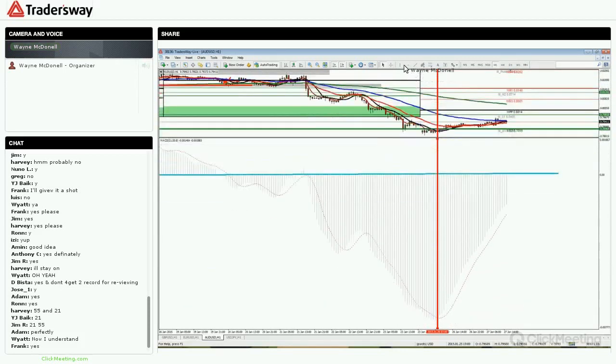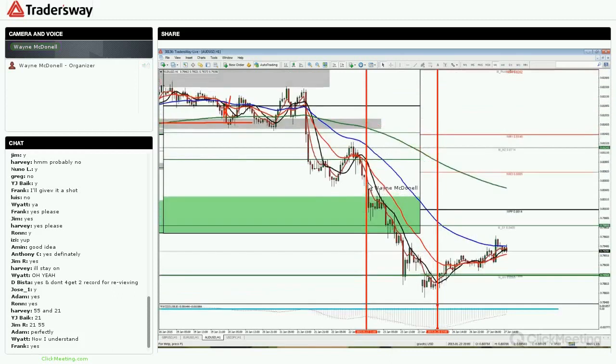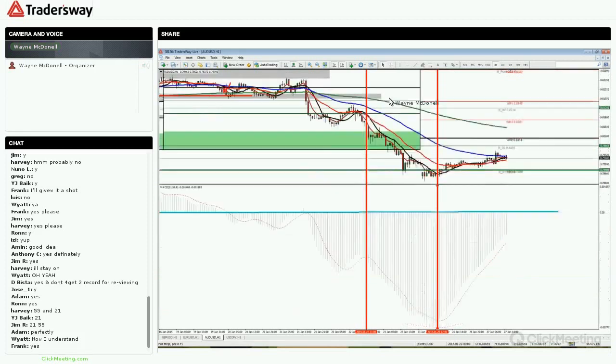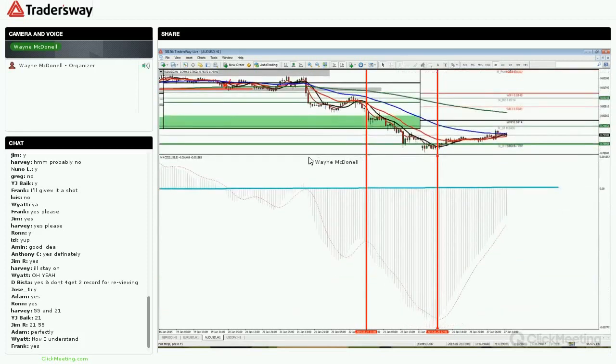Okay, let's do another one. This is where the market turned bearish again, aggressively bearish, not just technically bearish, but aggressively bearish, right in here as it's breaking out and making a lower low. Okay, so on and so forth. When did the 21 cross below the 55?